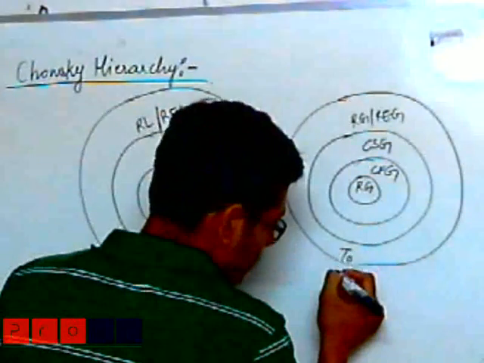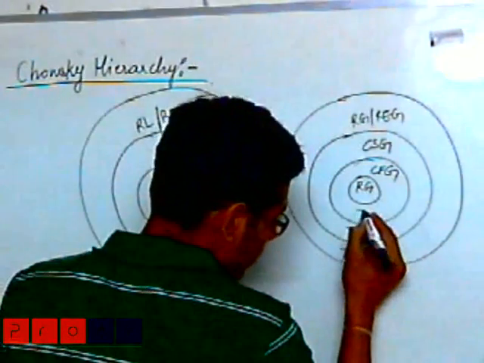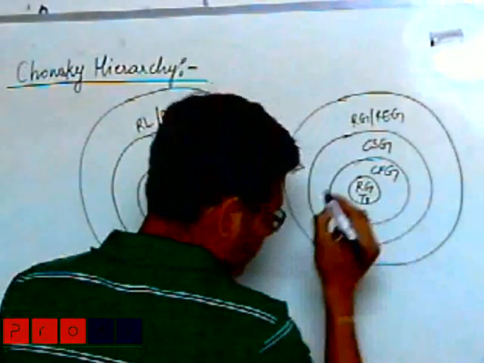It's type 0 grammar, type 1 grammar, type 2 grammar, type 3 grammar. Okay.